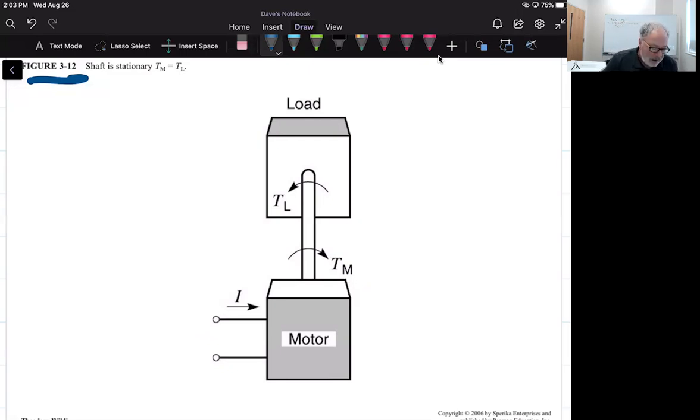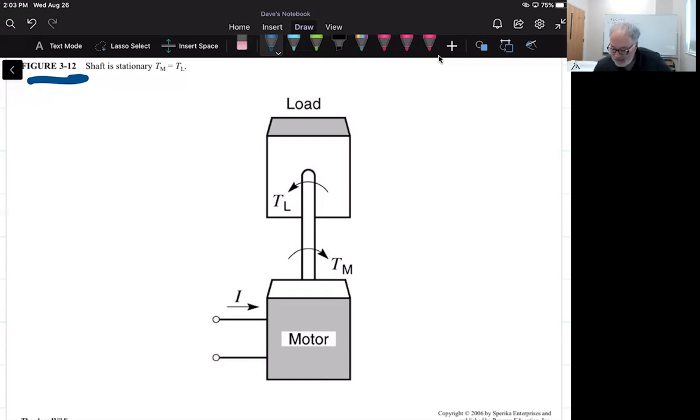So anyway, right now in this figure 312, we're saying that the load torque is equal to the motor torque. Therefore, there's no turning. There's no tendency to rotate, as Wilde says. The only thing that might be occurring, and this would be at some atomic level, is some slight distortion of the shaft that connects the two, but that's invisible to us. There's no actual turning.